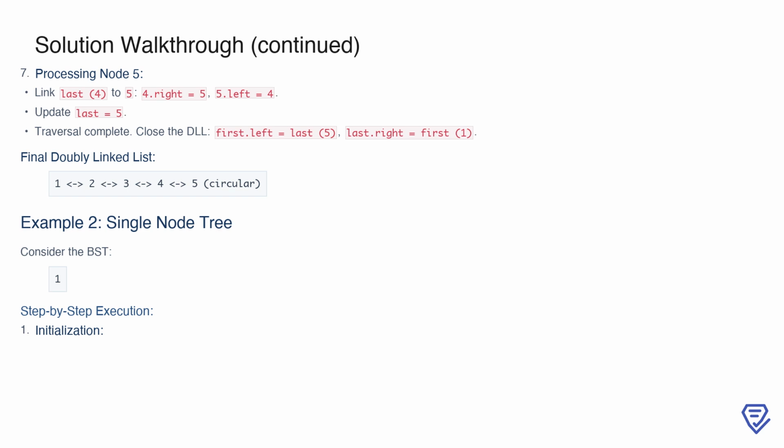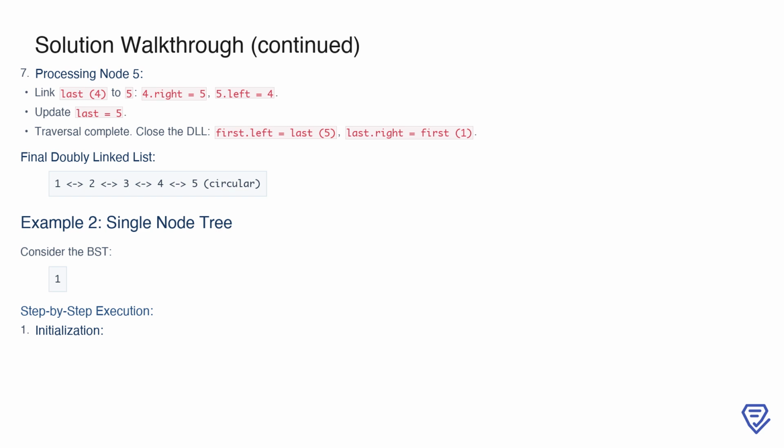At node 4, we link the last node, which is node 3, to the current node. This involves setting 3.right to 4 and 4.left to 3. We then update last to node 4 and move to the right subtree to process node 5. At node 5, we link last, now node 4, to node 5 by setting 4.right to 5 and 5.left to 4. With node 5 processed, the traversal is complete.